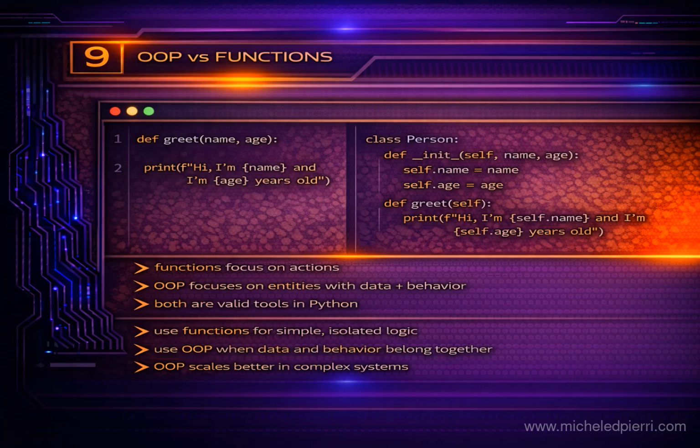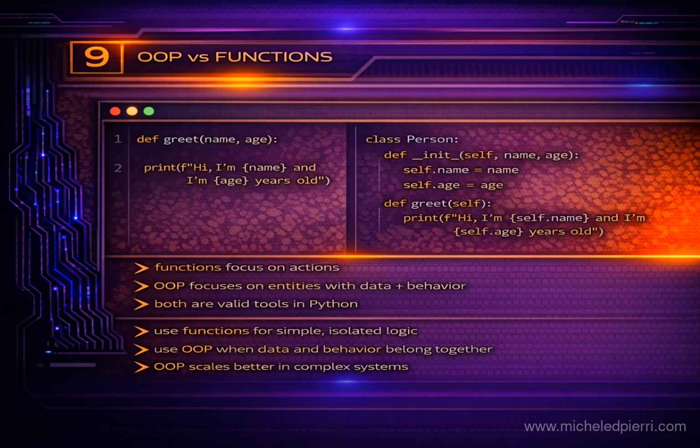On the left side, you have a greet function that needs name and age every time you call it. That works, but it means the data is always external, and you must keep passing it around. On the right side, you build a person object that stores name and age once inside the instance. After that, greet becomes a method so it can access those values through self. The call becomes simpler because the object carries its own state.